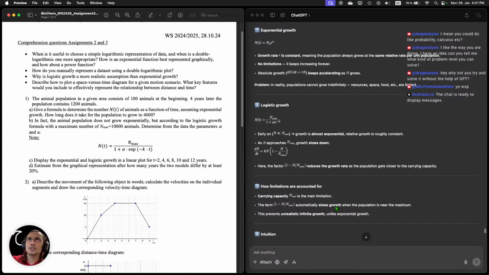The term 1 minus N by N max automatically slows the growth when population is near the maximum. This prevents unrealistic infinite growth, unlike exponential growth.